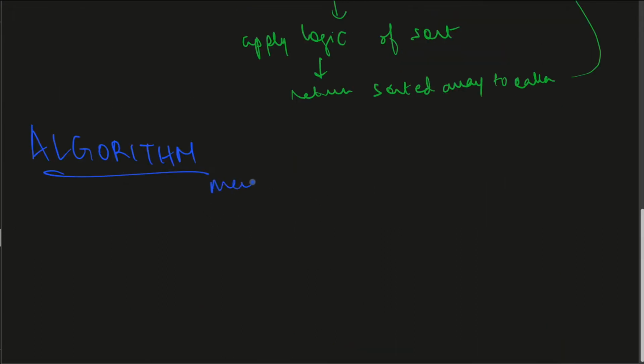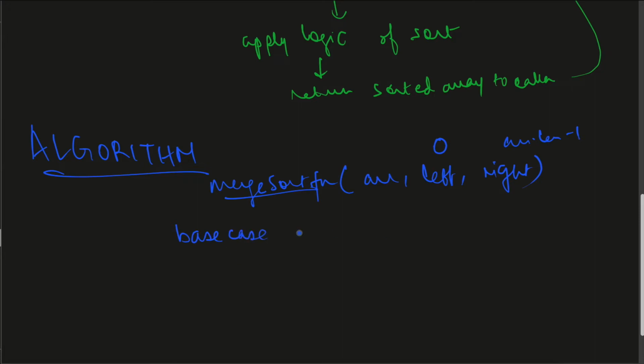So we'll have this merge sort function in which we'll pass in the array. We'll also have to pass in the left and the right pointers. Initially this left will be 0 and the right will be the length of the array minus 1. And since this is going to be called recursively, first of all we'll need a base case. Like I said, the base case will be if there is only one element left.